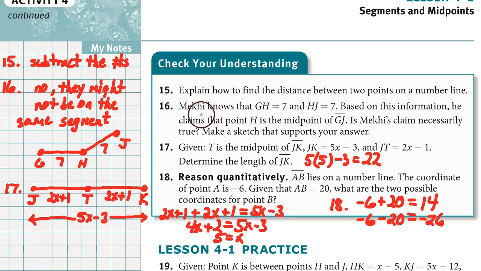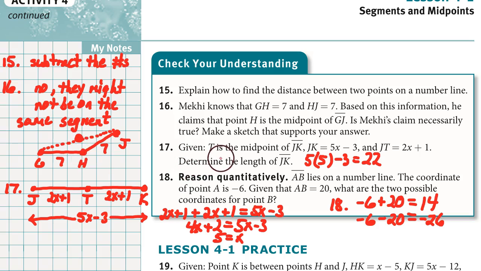Number 16, Mekki knows that GH is 7 and HJ is 7. So he claims that point H is the midpoint of segment GJ. Is it necessarily true? I think no, because they might not be on the same segment. I tried to draw what I was thinking of. From G to H is 7, and from H to J is 7, but notice that point H is not the midpoint between G and J. In fact, there's not even a segment drawn connecting G over to J. If there was, the midpoint would be kind of right there, not at H.